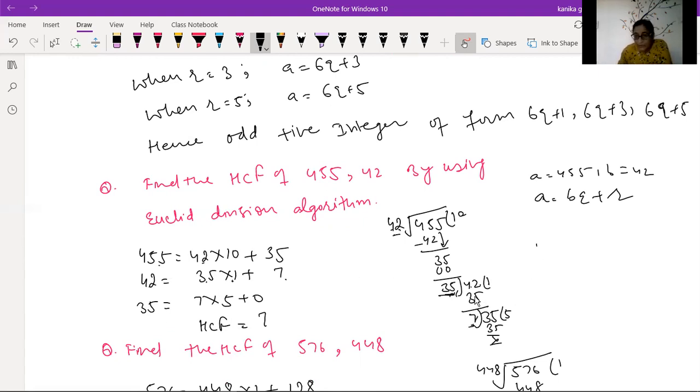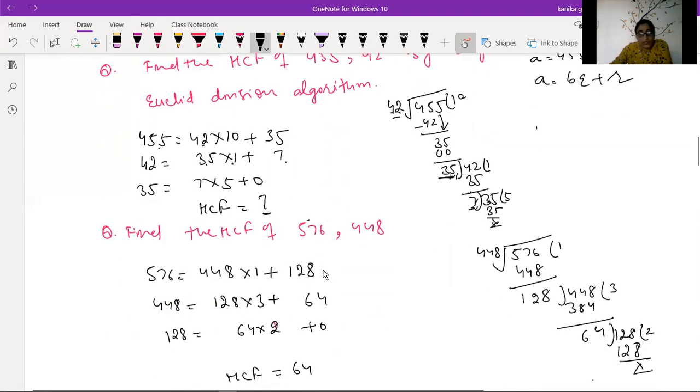अब हमारे पास 42 में से 35 माइनस किया, 7 रिमाइंडर आ गया। अब ये रिमाइंडर जो है ये डिवाइजर बन जाएगा और यहाँ पर जो ये डिवाइजर है ये डिविडेंड बन जाएगा। तो 7 5s are 35 and you get remainder is 0. So you can write 35 is equal to 7 multiplying by 5 plus 0. Dividend is equal to divisor multiplied by quotient plus remainder. So here HCF is equal to 7.